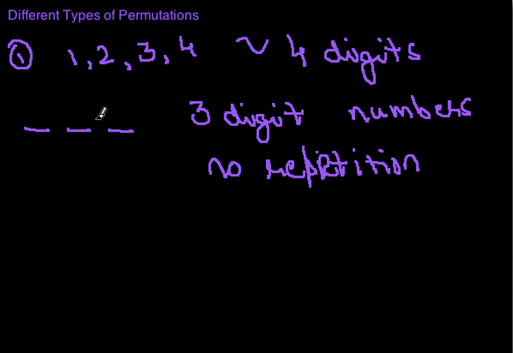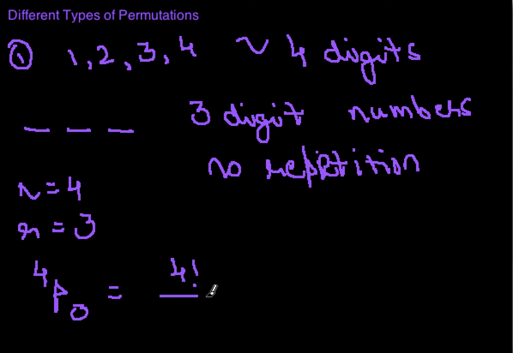Okay, so how can we do that? We have n equal to 4 here and r equal to 3. So we can simply find this using 4P3, which is 4 factorial upon (4 minus 3) factorial, which is 24.